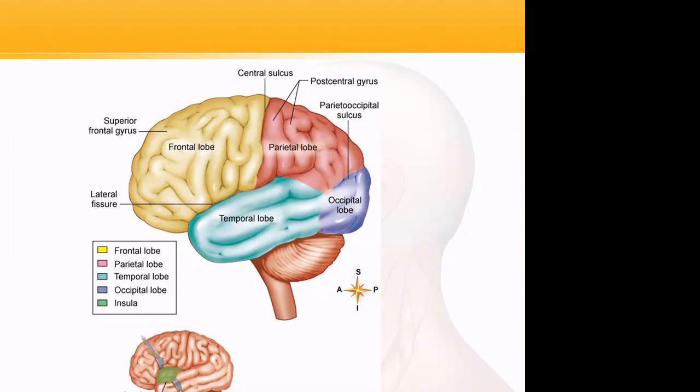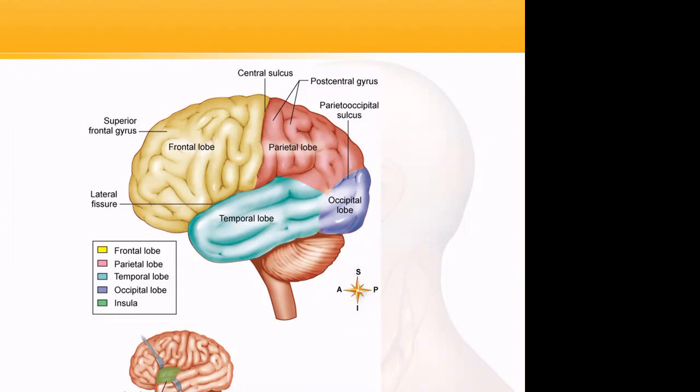Also, the temporal lobe is where we find the olfactory cortex. So that is where you smell. Well, I don't mean you smell like you stink. I mean, like the sense of smell occurs in the temporal lobe. You do not smell with your nose, you smell with your brain.